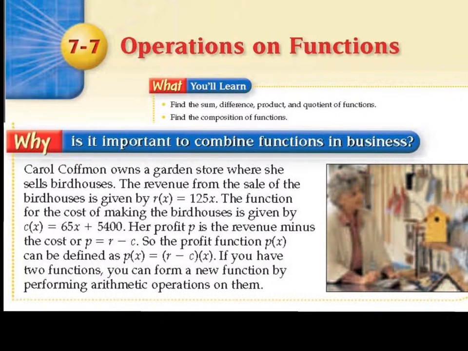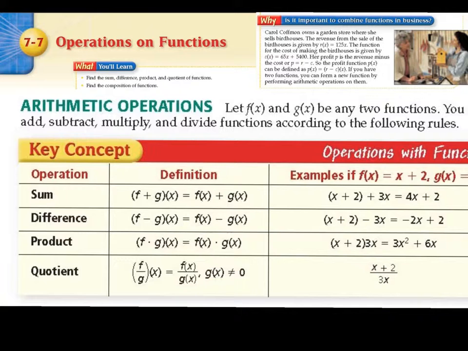Her profit P is revenue minus cost, or P equals R minus C. So the profit function P of x can be defined as P of x equals R of x minus C of x. If you have two functions, you can form a new function by performing arithmetic operations on them. Let f of x and g of x be any two functions. You can add, subtract, multiply, and divide functions according to the following rules.